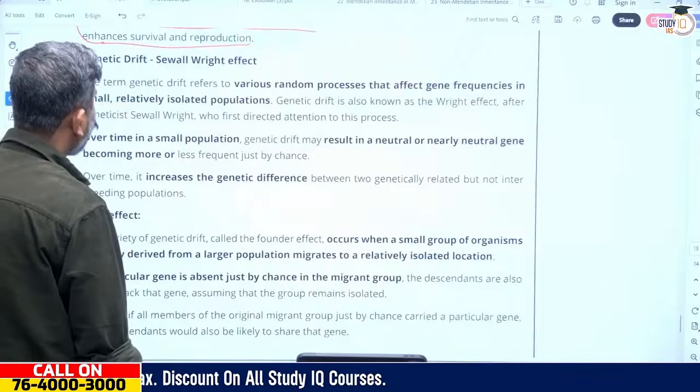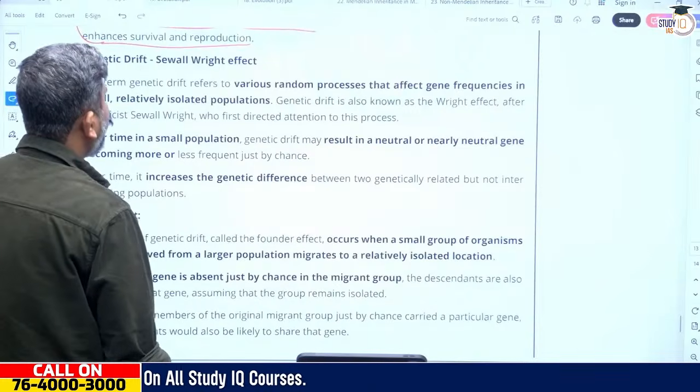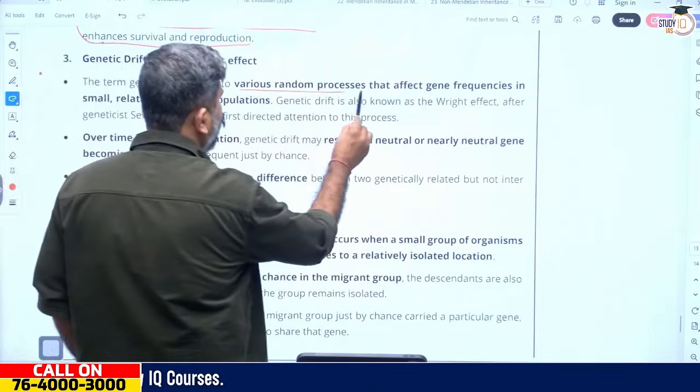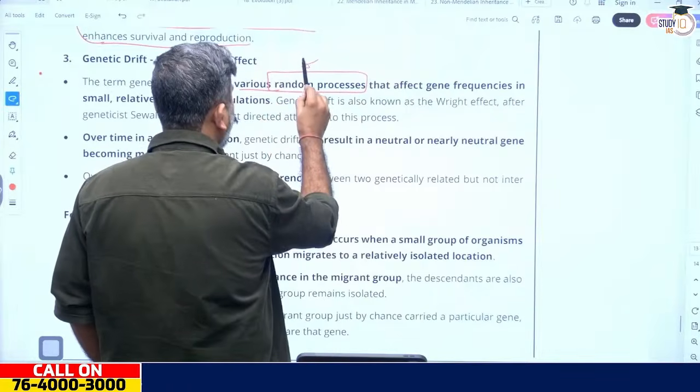Now let's look at this. The term genetic drift refers to various random processes. Random processes is very, very important.